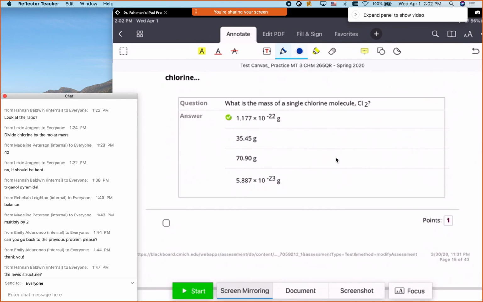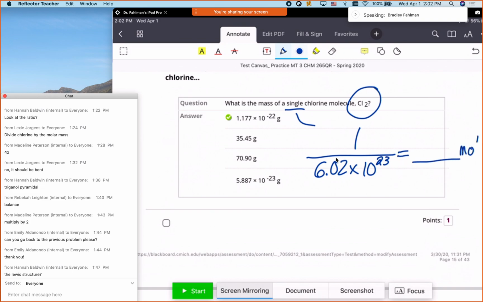The mass of a single chlorine molecule. Okay, so in this case, a single, that just means one, right? So we've got one molecule divided by Avogadro's number. So that will give you the moles. So 6.02 e to the 23rd. So that's 1.66 times 10 to the minus 24 moles.